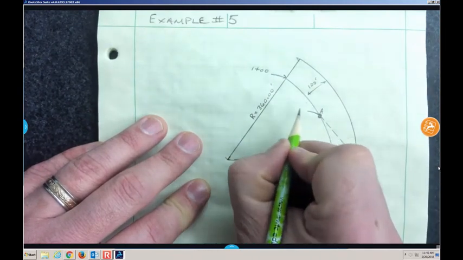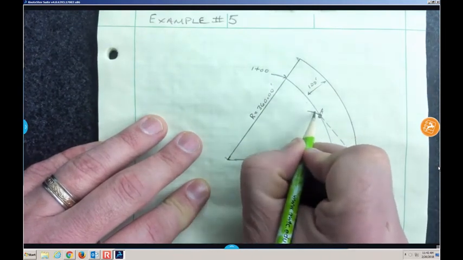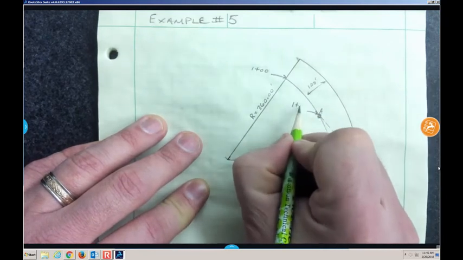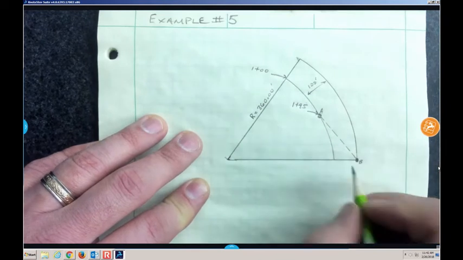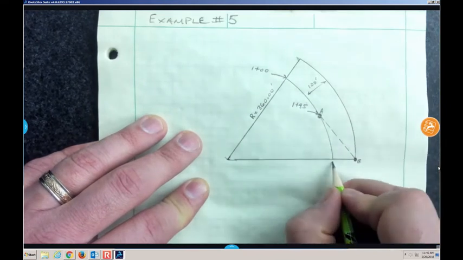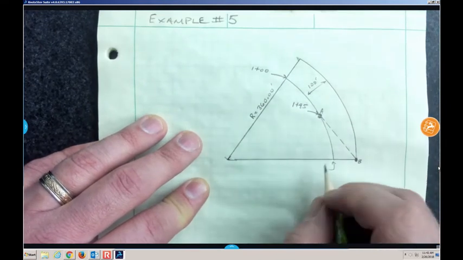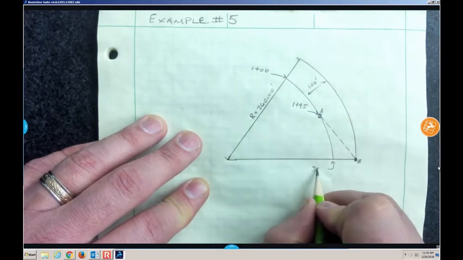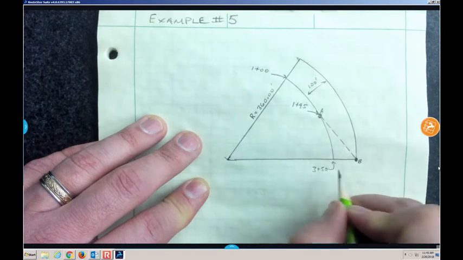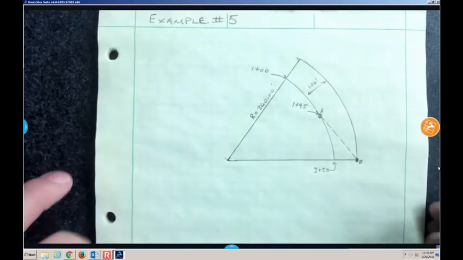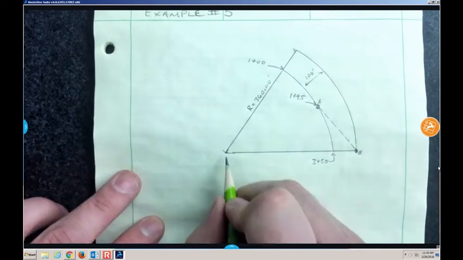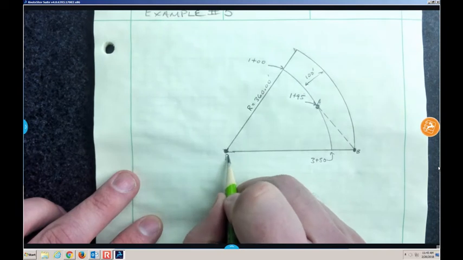My station at this point, at A, is 1 plus 95. And my station here is 3 plus 50. Okay? So those are the things we know, all the stuff that I just labeled. So this here is my radius point, RP.